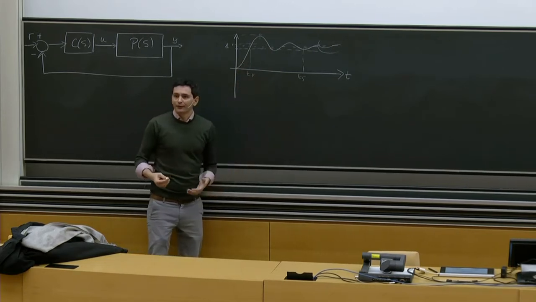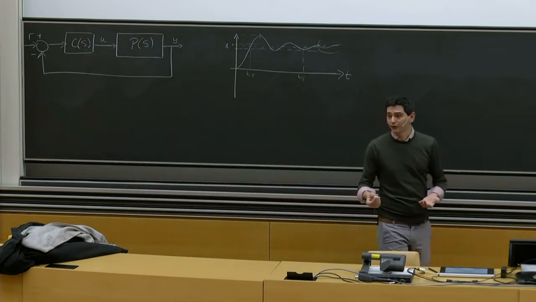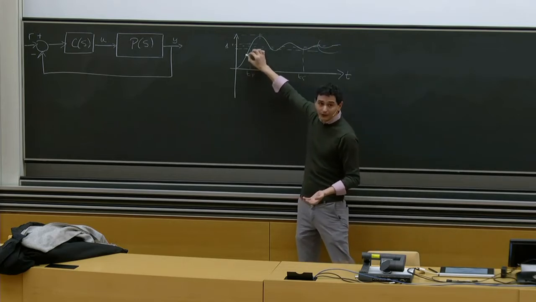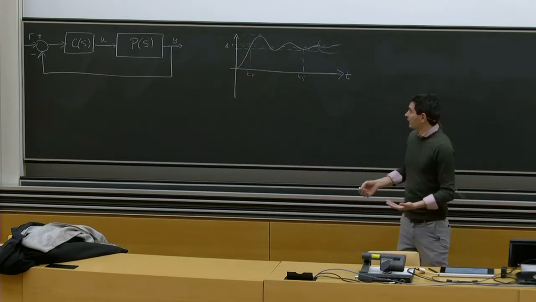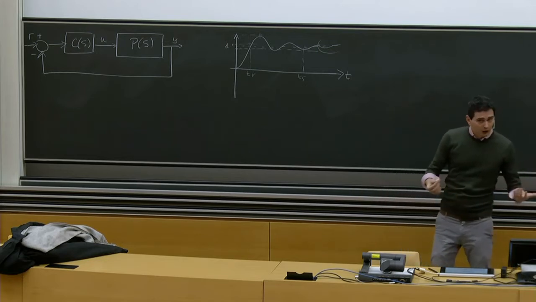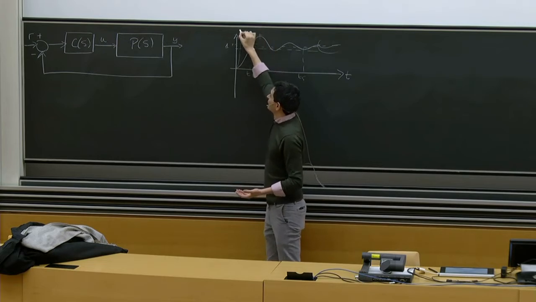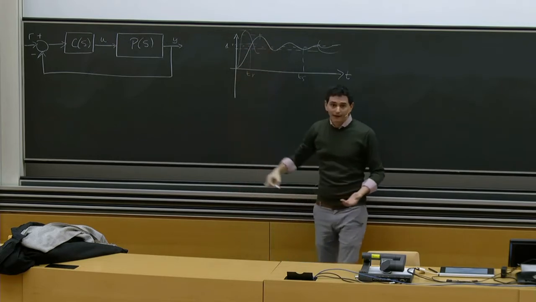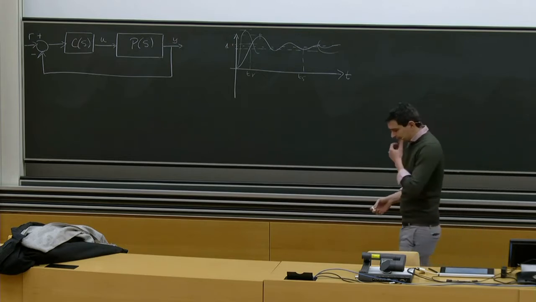Typically, all these performance metrics are trade-offs one for each other, right? If you want your system to get to where it needs to be more quickly, you might, for example, increase a proportional gain in the controller and make the controller more aggressive, and that would typically imply a higher overshoot. So these are things that one needs to balance.